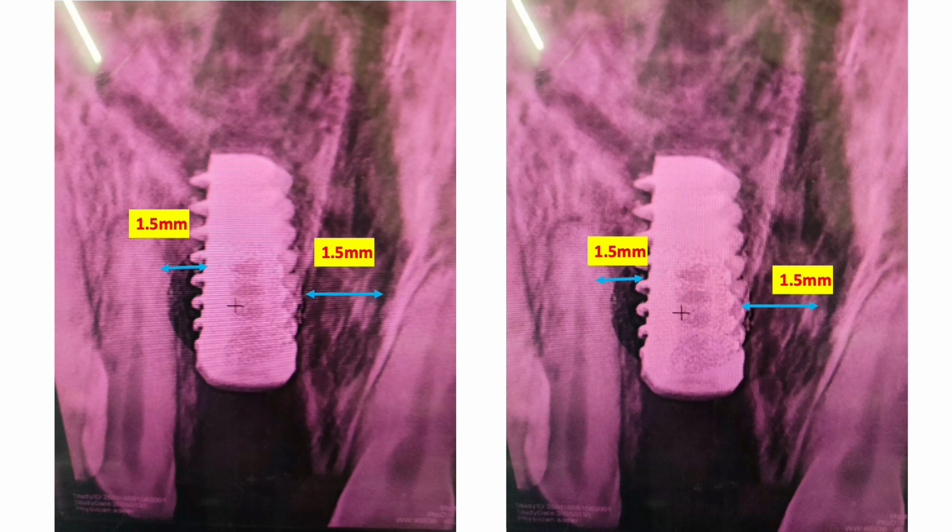So there are 3 points you have to remember while you are going to place an implant in the maxillary anterior region. First, at least 1.5 mm distance between the implant and the root. If it is less than that, there is no or minimal bone between the implant and the adjacent tooth, and the chances of failure of the implant are more.